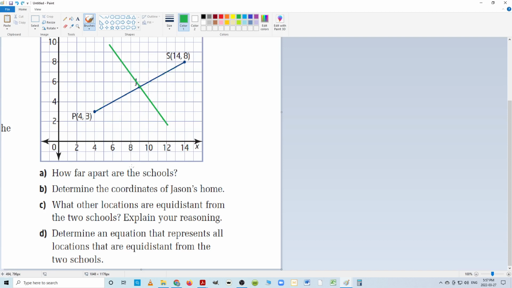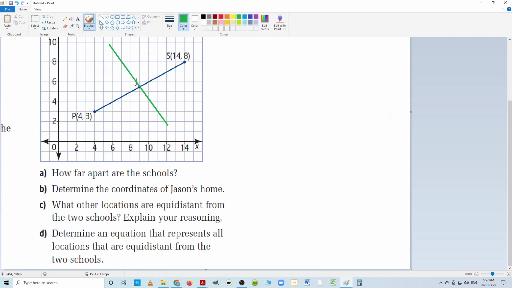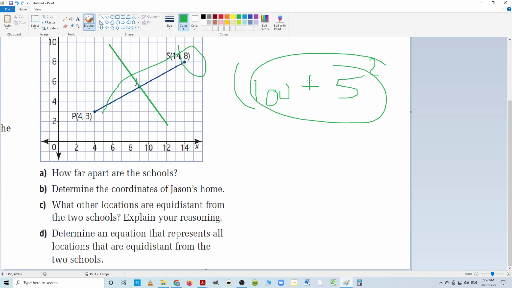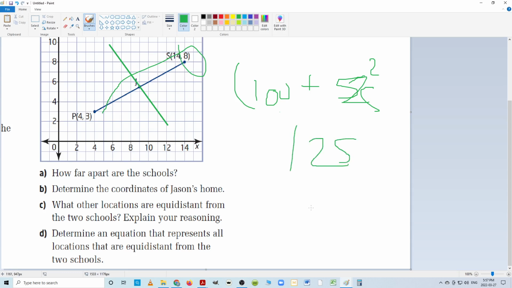So let's start with how far apart are these schools? Well, the length formula says I have to take x2 minus x1, squared. So that's 10 squared. 10 squared is 100. Plus y2 minus y1, 8 minus 3 is 5, 5 squared. Boom. So that's going to be 25. 100 plus 25 is 125. And then I have to take the square root.